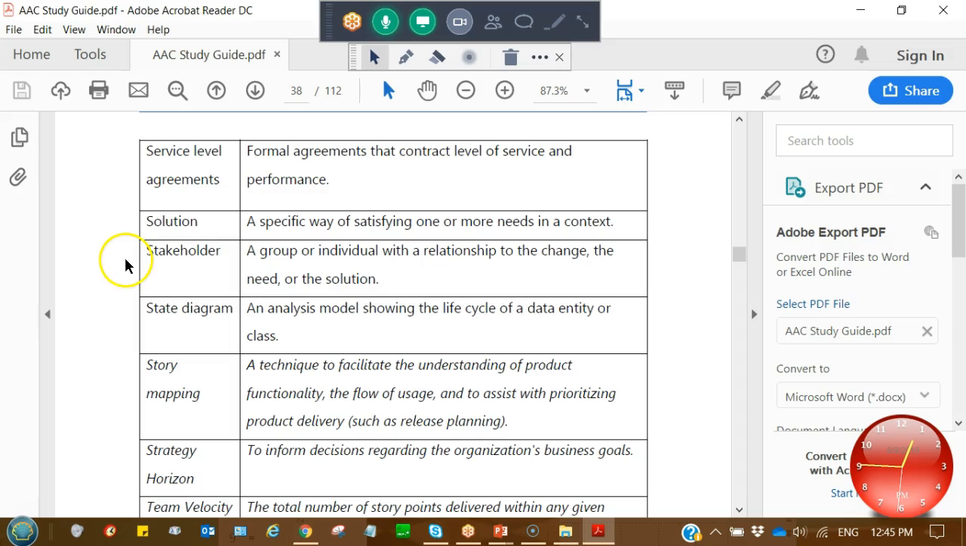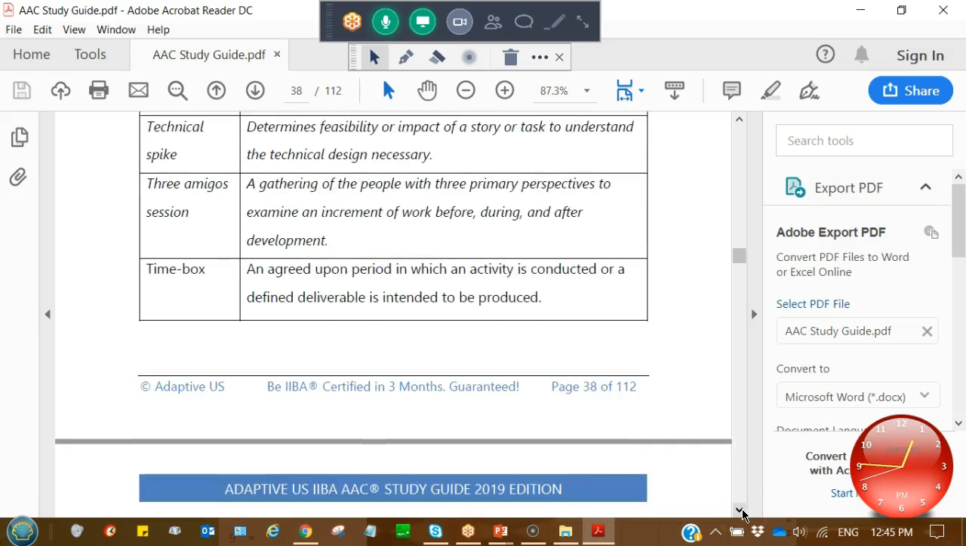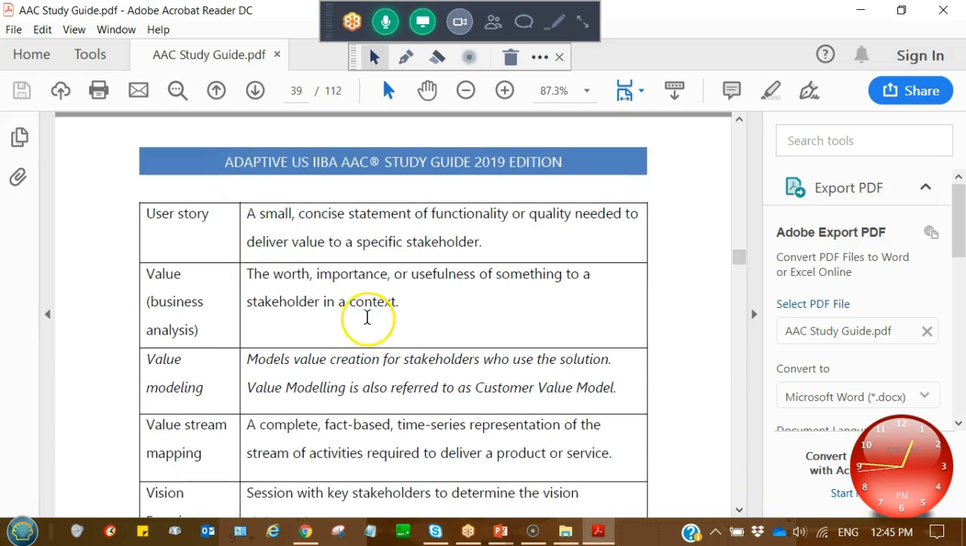A stakeholder. Stakeholders are groups or individuals with relationships to the change, needs, or solutions. So we've got our connection there. And the last little bit is value. Value: the worth or importance of something to a stakeholder and in a context.